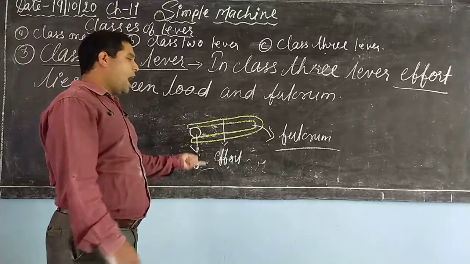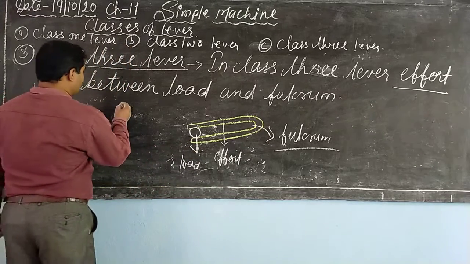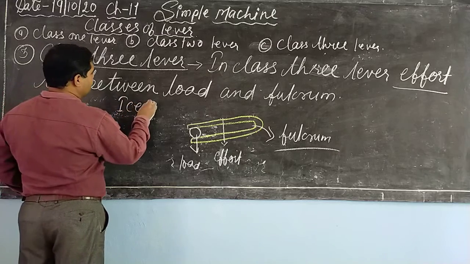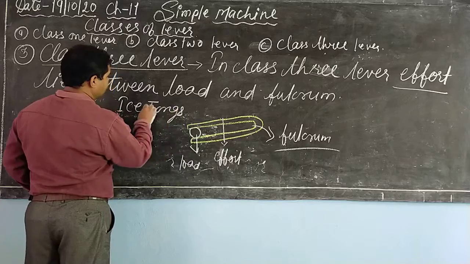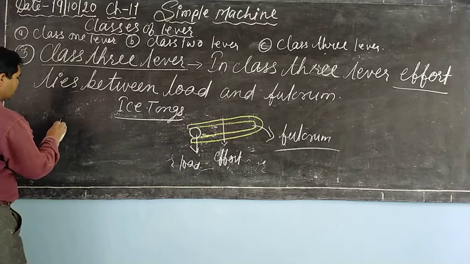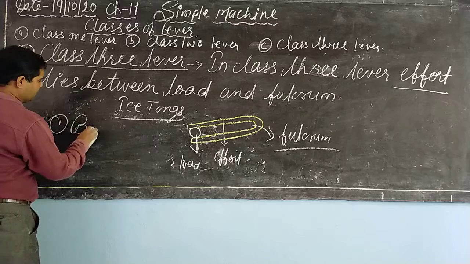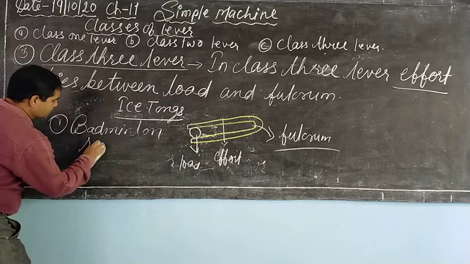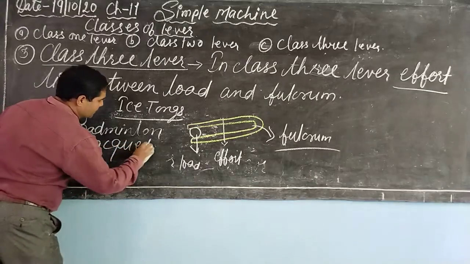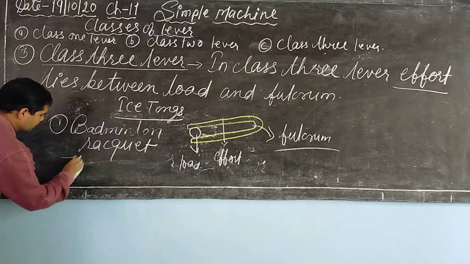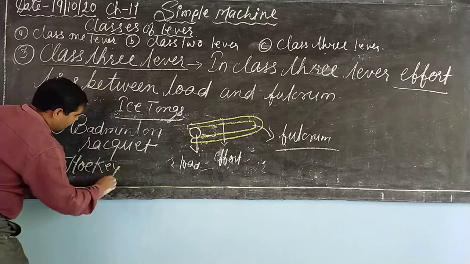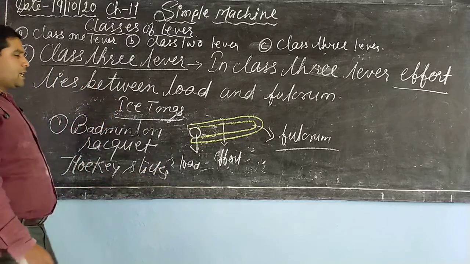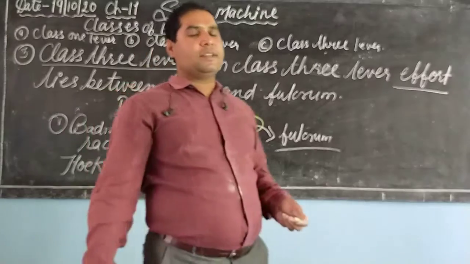For example, ice tongs, this is a diagram of the ice tongs. Also, the other examples are like a badminton racket, hockey sticks. So these are a few examples of class 3 lever.